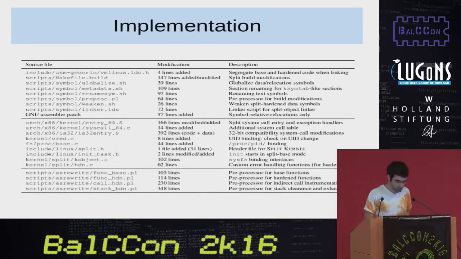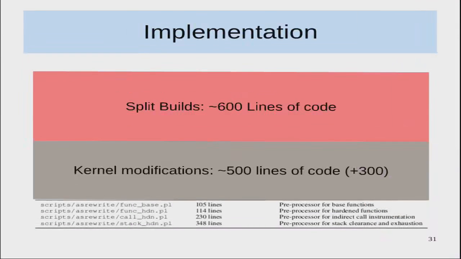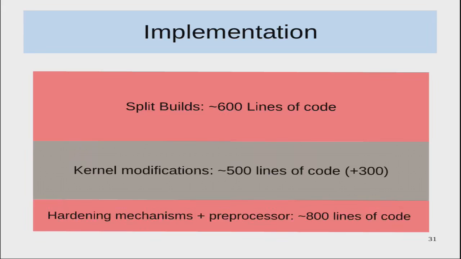All right, a little bit more about the implementation. I'm not going to go through the details here, but essentially for the build system, we had just about 600 lines of code. So that's actually a fairly reasonable amount of change. For the kernel modifications, that's mostly things related to bindings, right? How we configure users to be used in hardened mode and so on. That was just about 500 lines of code. And the hardening mechanisms themselves, so basically the preprocessor stuff, was about 800 lines of code. And you would need more if you want to add more hardening mechanisms and so on, right? So the implementation is actually fairly manageable.